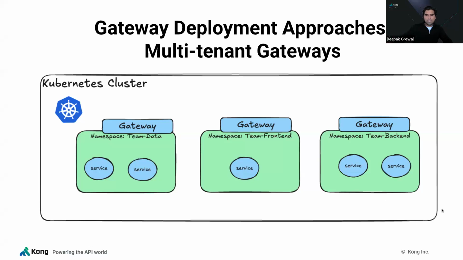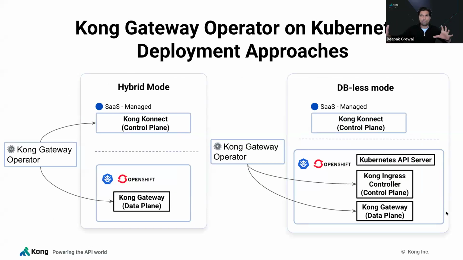This is not the only way, by the way, of managing Kong gateways within the cluster. As I said to you before, there are two ways of managing Kong. The way that I've shown you just now is what is known as the DB-less mode, where we have a Kong operator which is deploying an Ingress controller and a data plane within your Kubernetes cluster, and all the config is being stored in the Kubernetes API server.